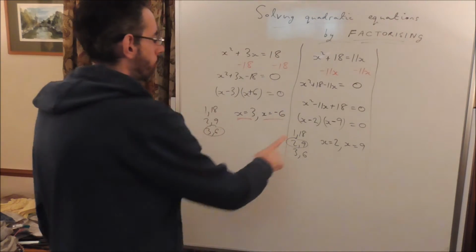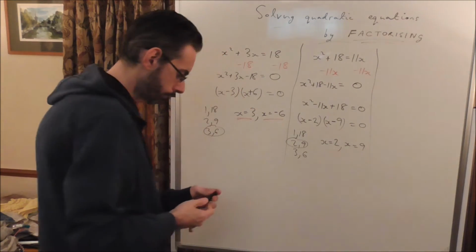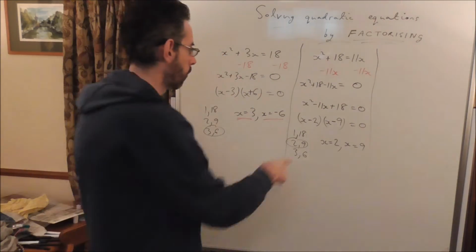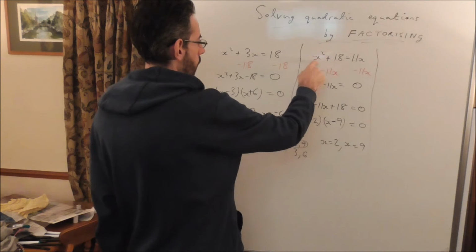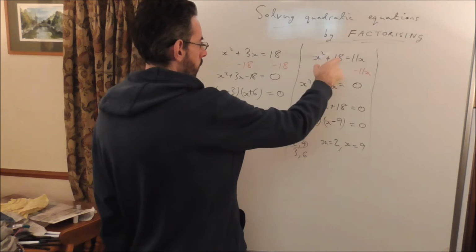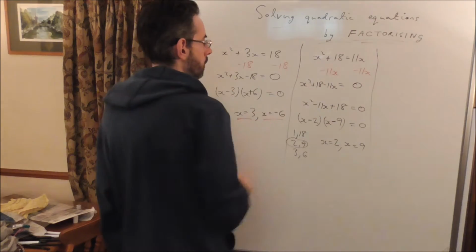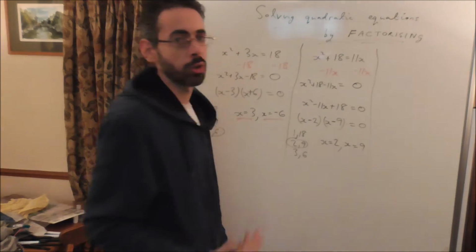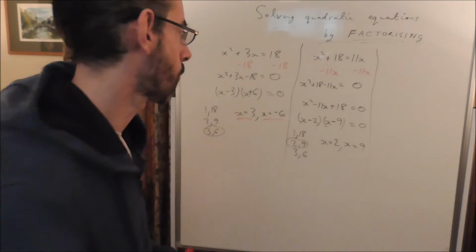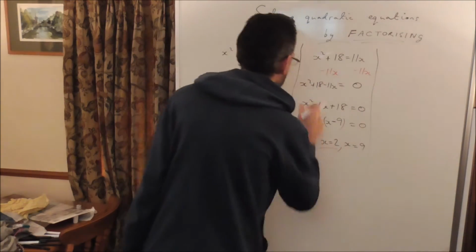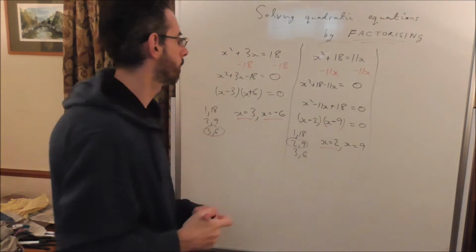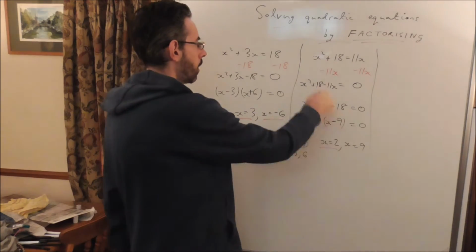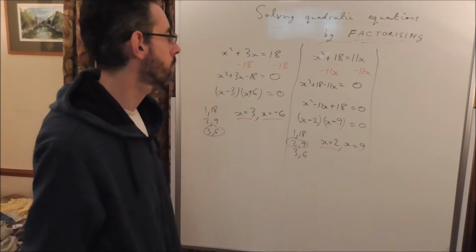Again, let's check them. Let's check and see if they work in the original equation. So let's just check that 2 works. On the left-hand side you get 2 squared, which is 4, plus 18, which is 22. And on the right-hand side you get 11 times 2, which is also 22. So 2 does work. When you put 2 in, both sides equal 22.